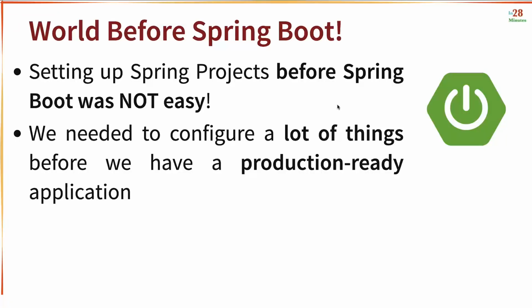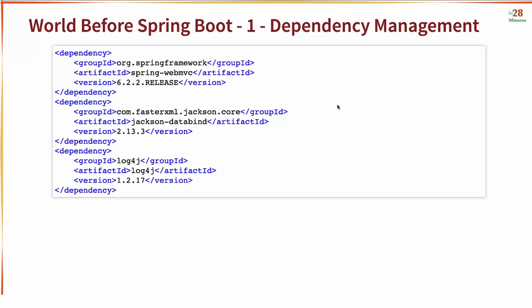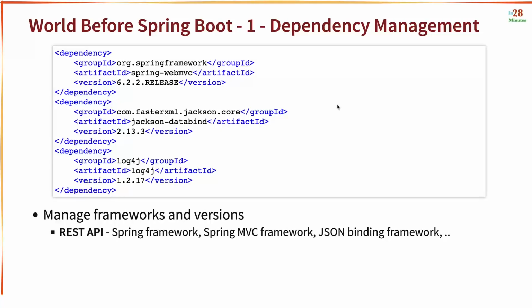Let's look at a few examples. One is dependency management. Let's say I would want to build a REST API. In that kind of a scenario, I would need Spring Framework, I would need Spring MVC framework, I would need a JSON binding framework, I would need logging. So I would need to create a pom.xml with all the dependencies and the versions in there. So we need to manage frameworks and their versions in our pom.xmls.